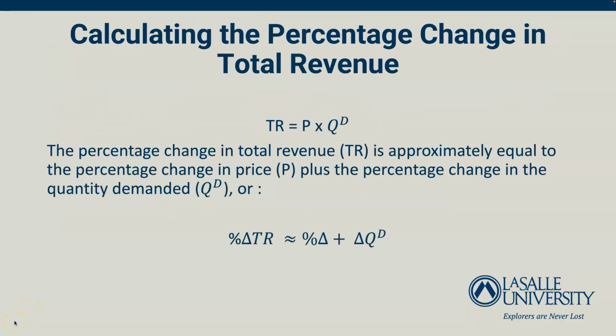By the way, a neat math trick, we can disaggregate this percentage change in total revenue into the percentage change in price plus the percentage change in quantity demanded. So this goes from the formula P times Q, giving us total revenue, to this new formula, which states that the percentage change in total revenue is approximately equal to the percentage change in price plus the percentage change in quantity demanded.